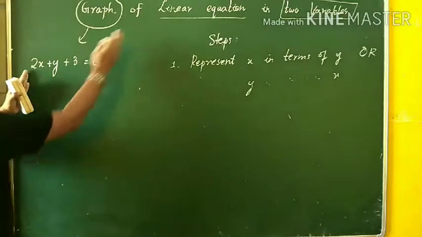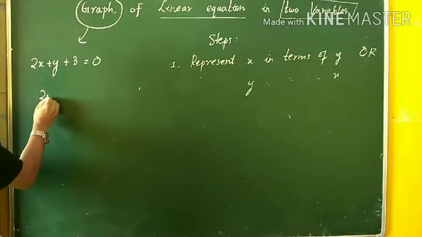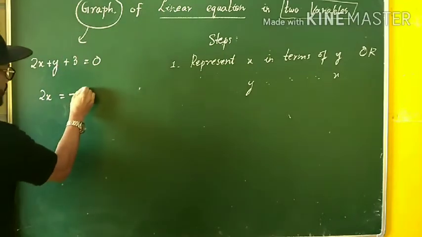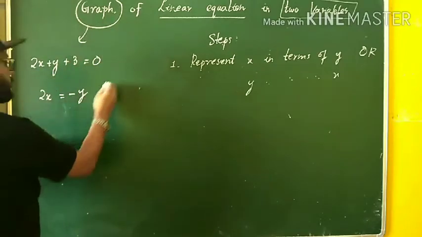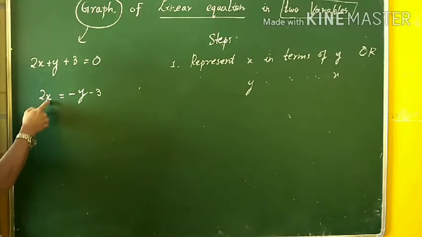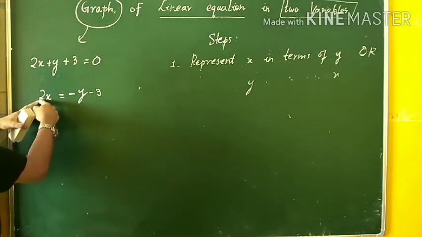Now let me show you with an example. If you look at this one, this is a linear equation. Now we represent x in terms of y. So we keep x on the left hand side, and all the other terms including the other variable will go to the other side. So if we take y to the other side, it will be minus 1, and if we take 3 to the other side, it will be minus 3. Okay. Again, we need x, not the coefficient of x.